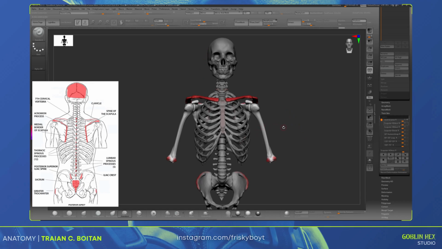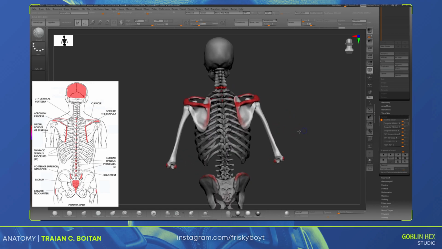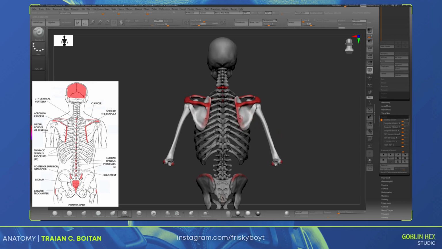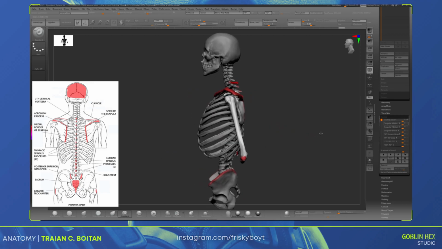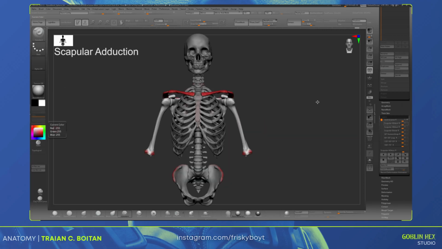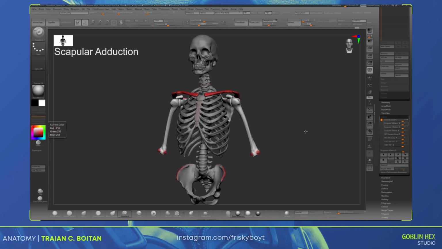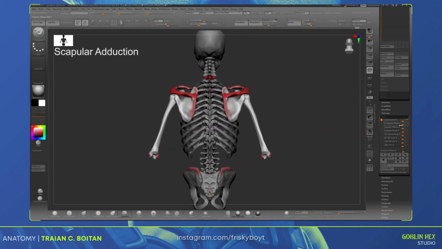We will start with a pretty natural pose where the medial borders of the scapula are usually parallel to each other, like in this example. The first movement is scapular adduction, where the shoulder blades, known as scapula, are close to each other, like in this example.